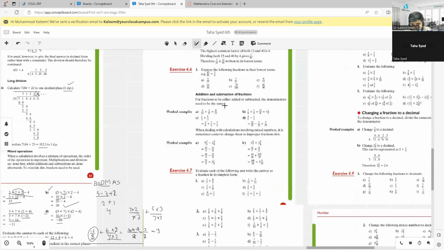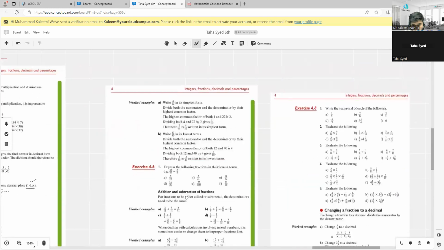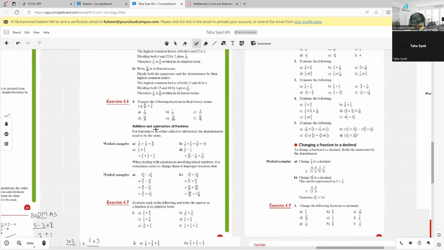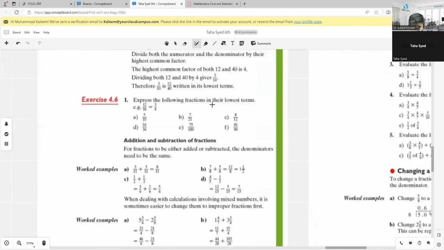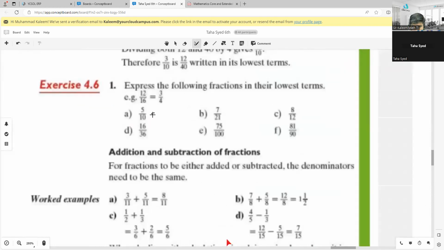Okay, let's solve the exercise. Express the following fractions in their lowest forms. Oh, it's so easy. I think we already did this one. 5 over 10. So its lowest form will be 1 over 2. Why? Because you just have to divide with the same number.